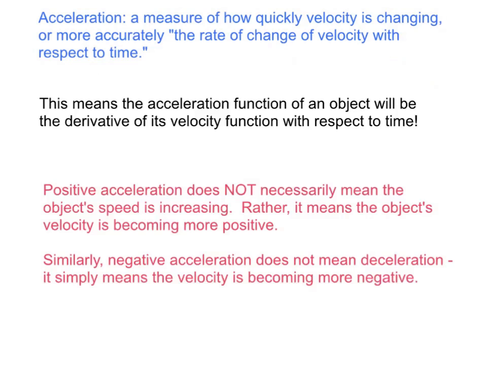What it means is that the object's velocity is becoming more positive, because acceleration is the rate of change of velocity. So if acceleration is positive, velocity is becoming more and more positive. But that doesn't always mean the object's speed is increasing, and I'll cover that more in the next slide. Similarly, negative acceleration doesn't necessarily mean deceleration. It just means the velocity is becoming more negative. That may be confusing, but I'm going to try and clear it up right here with an example.